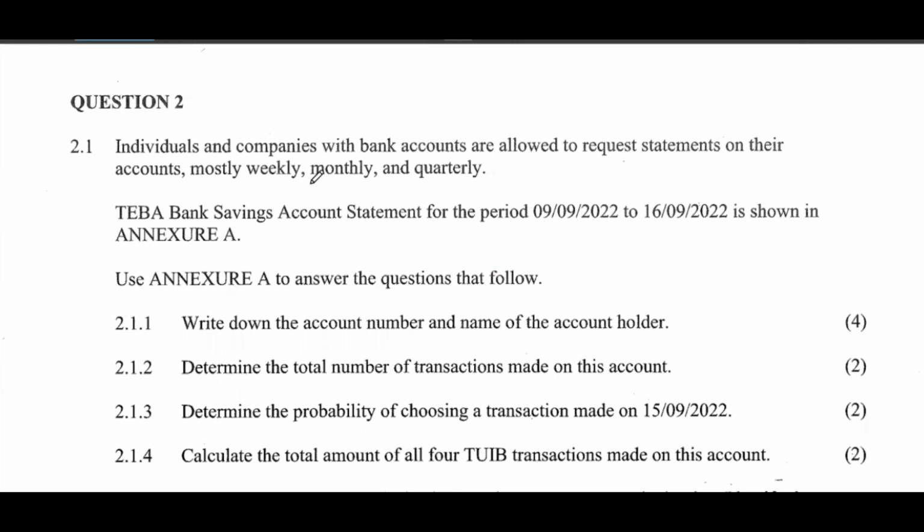2.1. Individuals and companies with bank accounts are allowed to request statements on their accounts, mostly weekly, monthly, or quarterly. Weekly means every week; monthly, every month; quarterly, every 3 months, not 4 months. So 12 divided by 4 gives 3. Every 3 months, you can get a bank statement when you request it.